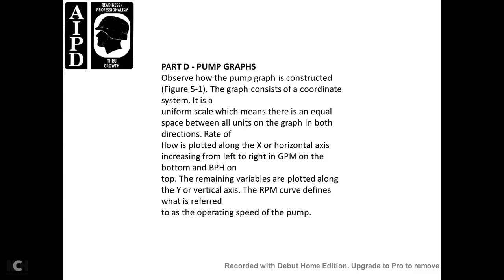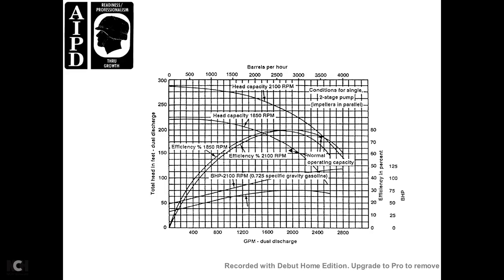The pump graph consists of a coordinate system with a uniform scale, which means the space between all the units of the graph is equal. The rate of flow is plotted along the x, or horizontal, axis, increasing from left to right in gallons per minute, with the brake horsepower at the top. The remaining variables are plotted against the y, or vertical, axis. The RPM curve defines what is referred to as the operating speed of the pump.